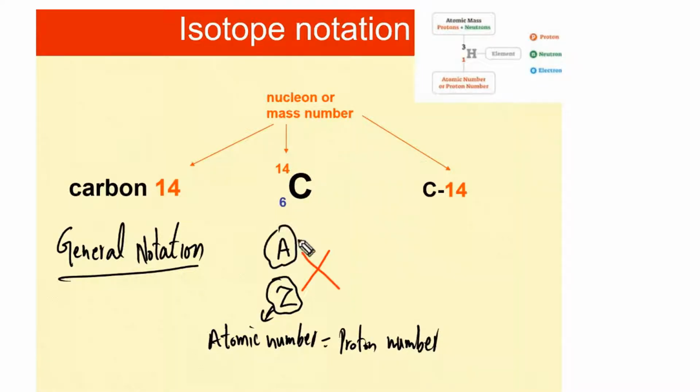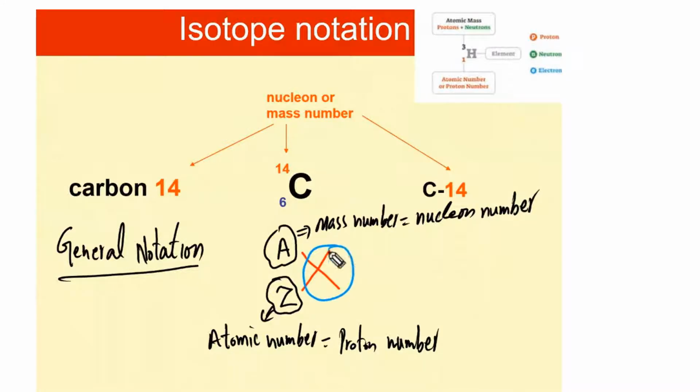And this A, this is called mass number, and this is also equal to nucleon number. And this one is element. So with this symbol, you can tell this is element. Okay. So this common notation we need to understand.